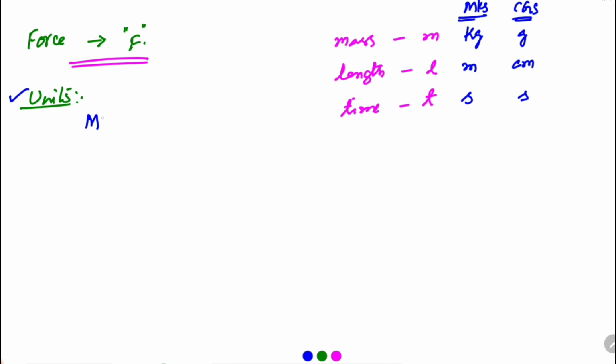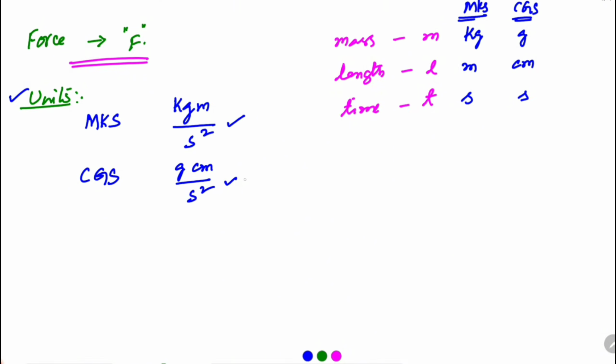So first let's discuss what the MKS unit of force is. The MKS unit of force is kilogram meter by second square. Listen carefully how I am reading it. Kilogram meter by second square, or you can read it as kilogram meter per second square also. Similarly, the CGS unit is gram centimeter per second square. Clear? Very simple. MKS unit is kilogram meter by second square. CGS unit is gram centimeter per second square.